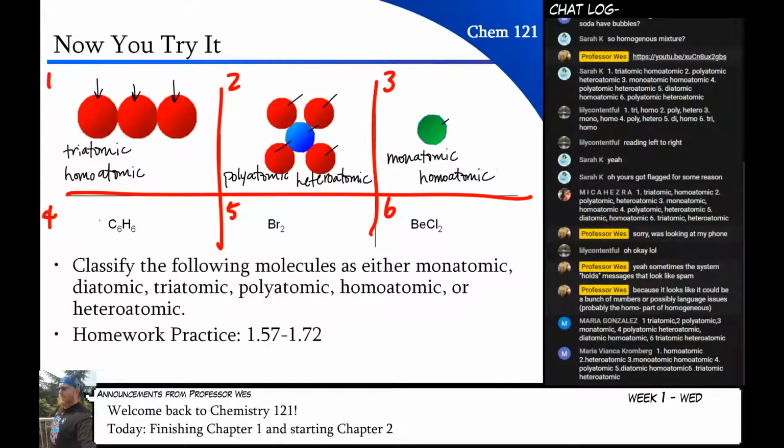All right, going down to the bottom here, I have 6 plus 6 is 12 different atoms, so this would be polyatomic. But there are 2 different types of atoms, so this would be heteroatomic. For number 5, there's only one type of element, but there are 2 of these atoms. So this would be diatomic.